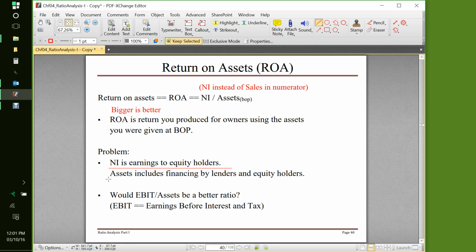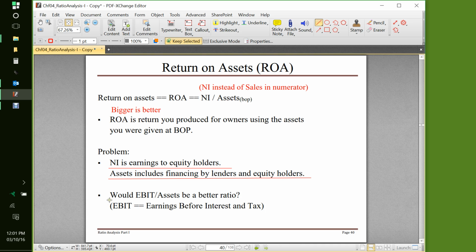But remember, our assets are financed by paid-in capital and retained earnings, net income minus dividends, but also by our lenders, right? We could take out a $10 million loan and use that money to build a factory, okay? So in the numerator, we have something associated only with owners, and in the denominator, we have something associated with all the stakeholders, owners and lenders. So that's not really so consistent. So we could maybe do better.